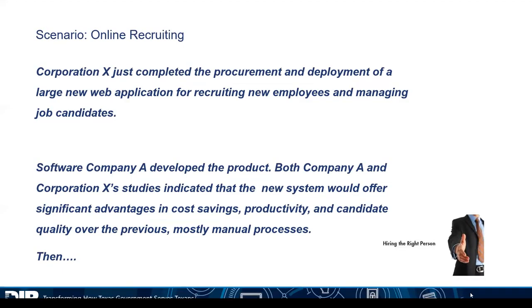I want to start with a little story. So there's a company, we'll call it Corporation X, who's just completed the procurement of a large new web application for recruiting and managing intake, setting up resumes, et cetera. It was developed by a software company, Company A. They did lots of studies about how this was going to save a lot of money. They're going to reduce the headcount in that area of HR because this would all be automated. So they went ahead and deployed it, rolled the folks off, and they began using it.